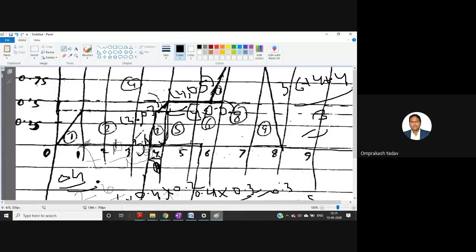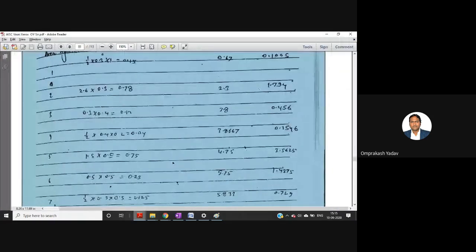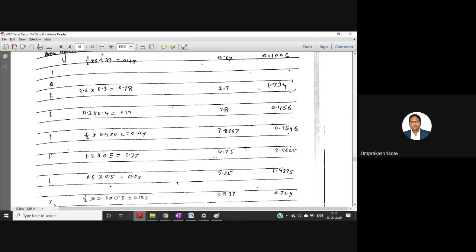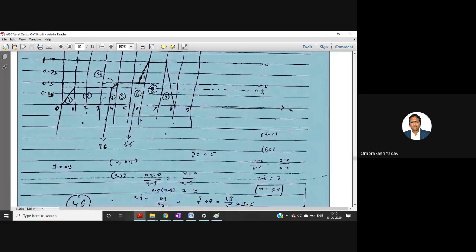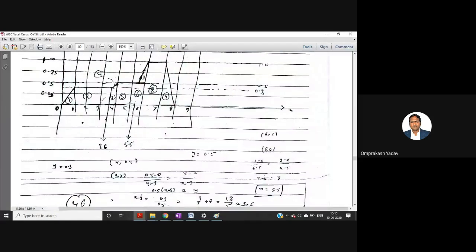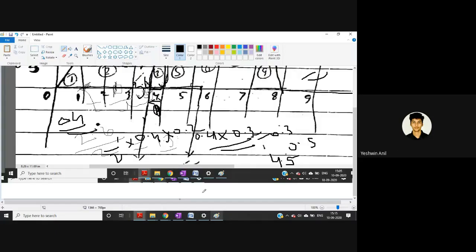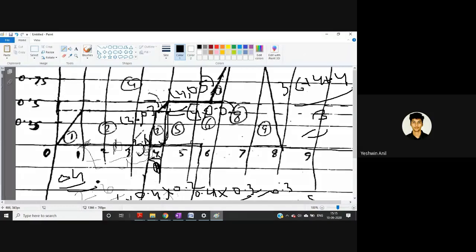The total length is what? 4.5. It's coming 4.75. So again, the margin is not proper. So this rectangle is not up to 6. This is not up to 6. Just check it. Sir, it is up to 5.5, right? The rectangle starts at 4 and ends at 5.5.